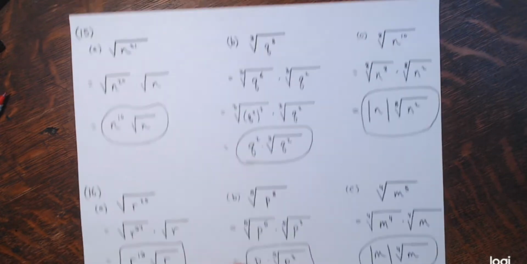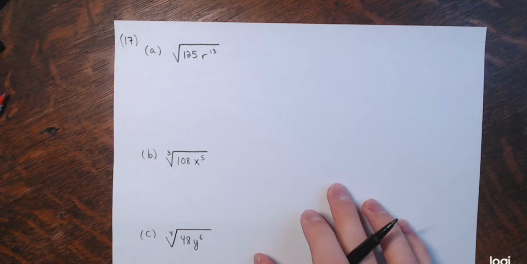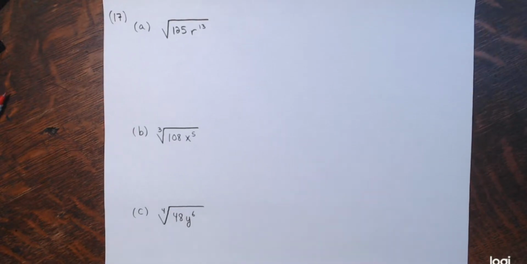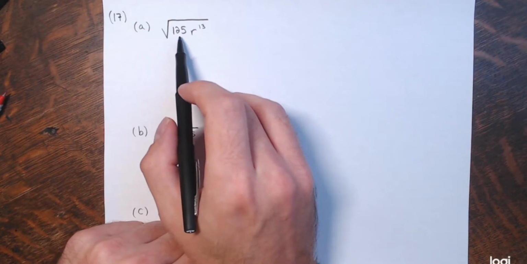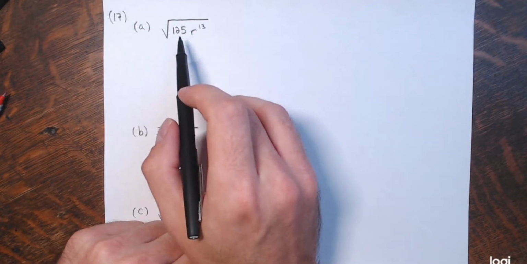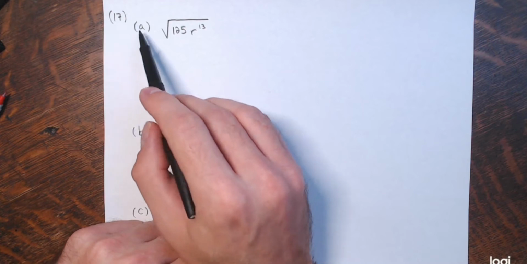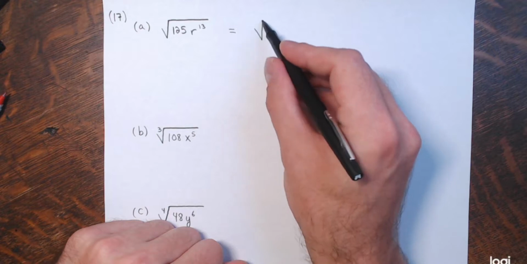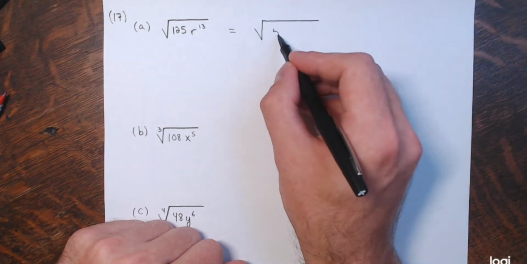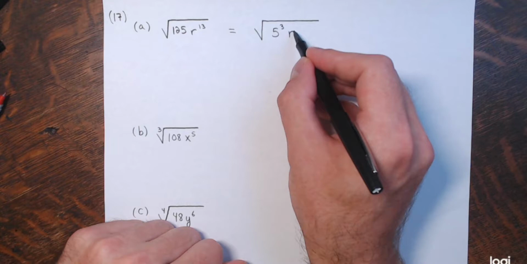Okay, great. I'm still doing this, right? But now we'll have to do some factoring. Alright, so 17 has 3 parts, sure, but now there's some numbers coming back, numbers and variables in the mix. So just like I was doing with numbers before, I'm going to factor the radicand completely. So 17 part A, we got the square root of 125 r to the 13th. That'd be the square root of 5 to the 3rd times r to the 13th.